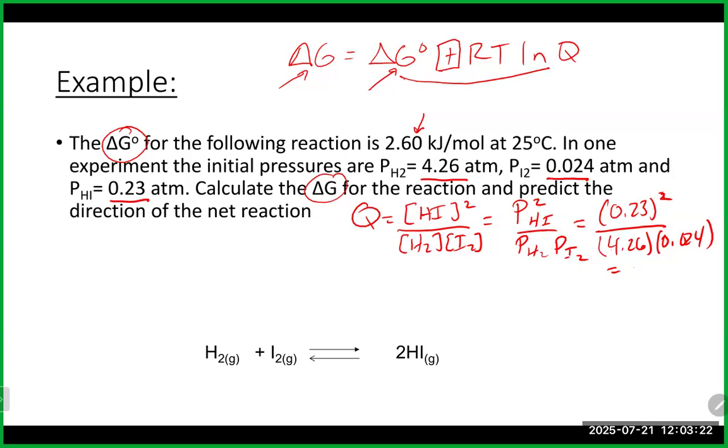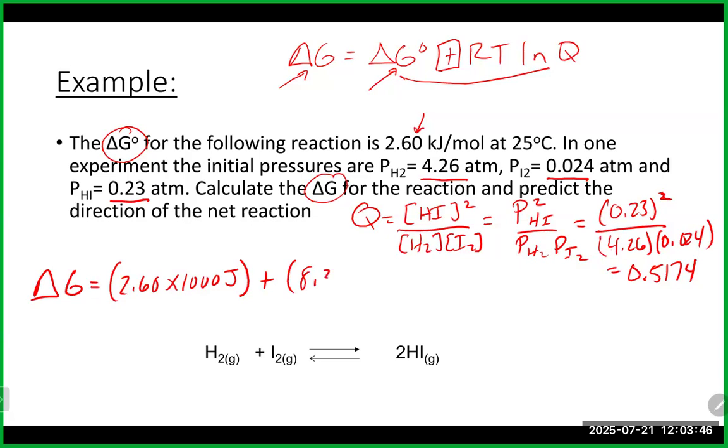Looks like 0.5174 as our Q. Here we will put in everything. Our delta G is equal to our delta G naught, which was given to us, 2.6. Once again, I'm going to multiply by 1,000 to convert that into joules. The reason I need to do that is that my R value here is in joules. So if you don't do that conversion, you're going to be off.